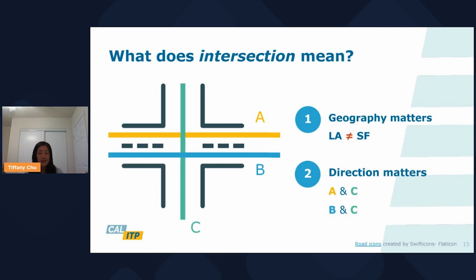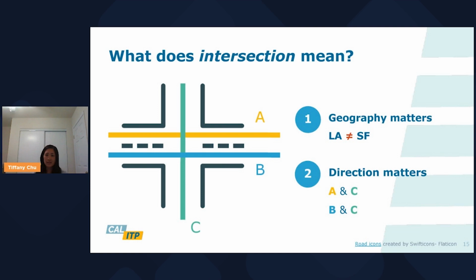And so in this diagram here, you can see that there's 3 bus routes at this street intersection. And when we think of 2 routes intersecting, we think of Route A and Route C as intersecting. We think of Route B and C as intersecting, but we do not think of routes A and B as intersecting. And why is that? It's because Route A and B run in the same direction. So technically, their lines would basically run on top of each other, they touch, but we don't think of that as an intersection.